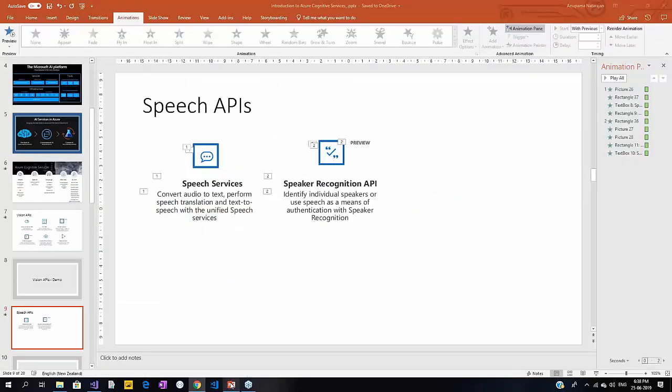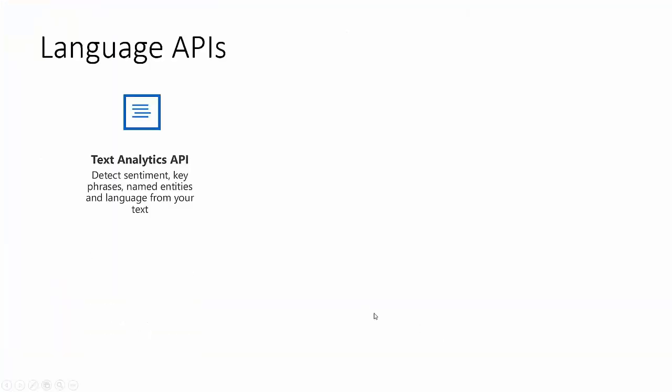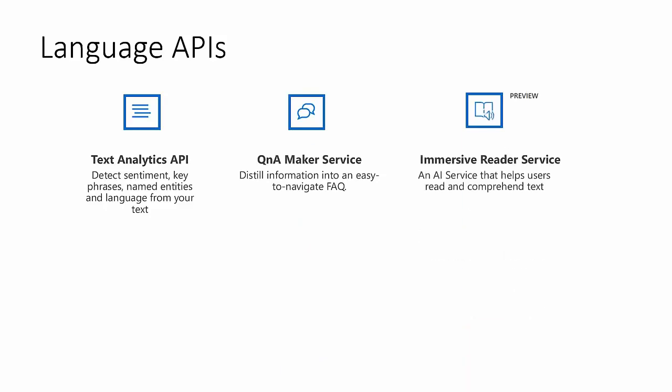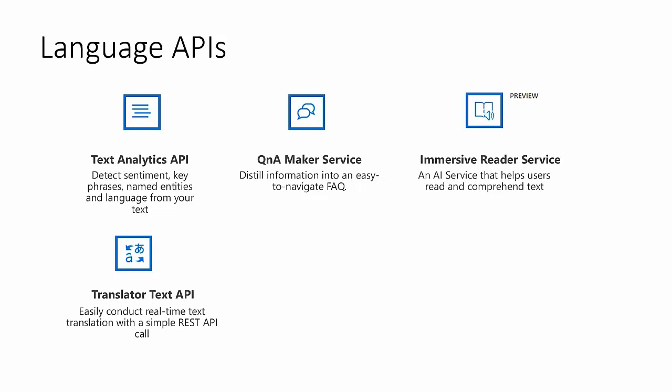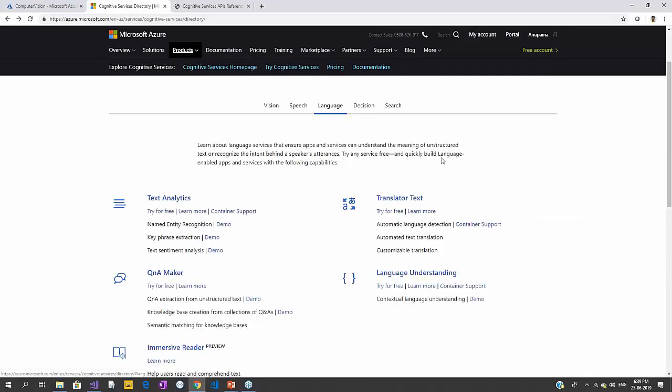Great. So next one, I will quickly jump on to the language APIs that are available. So we have got the text analytics API. As I mentioned, it's all about sentiment analysis. The Q&A maker service, which is around how do you turn a FAQ into a more usable format. The immersive reader service, which helps users to read and comprehend text. Translator text, which is around, you can call an API and you can translate the languages. And language understanding service, because in order to do translation it has to understand the language. Another one is also understanding the common terminologies, so that you can build a natural language type of conversations inside your applications. So let us quickly jump on to see some examples on this.